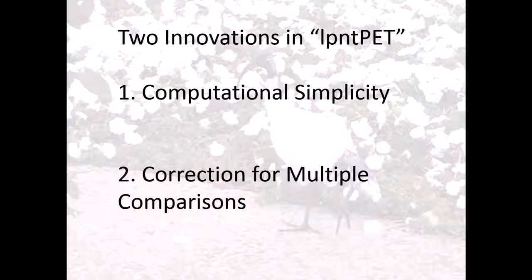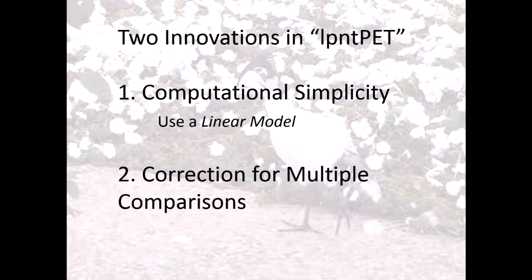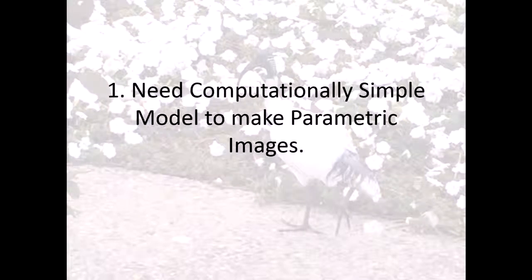Okay? And I'm just going to talk about 2 aspects of the model which I think are most important. One is computational simplicity, and the other is this oftentimes unappreciated need to correct for multiple comparisons. And so when we talk about computational simplicity, we chose to try to describe our data with a linear model. And that's because computationally we could do it at every voxel quickly to make what we thought would be parametric images.